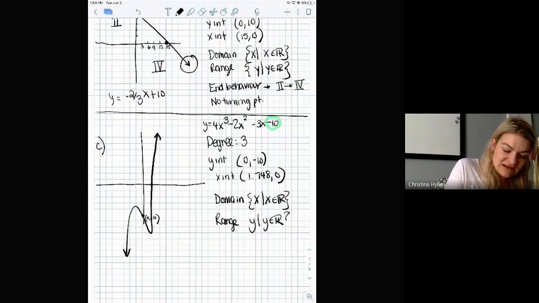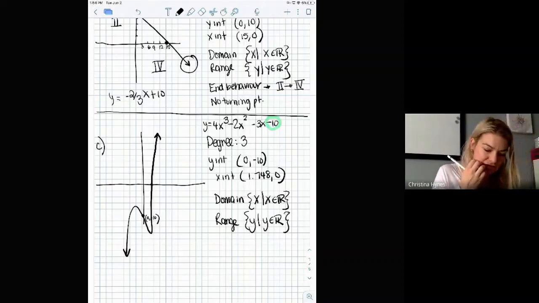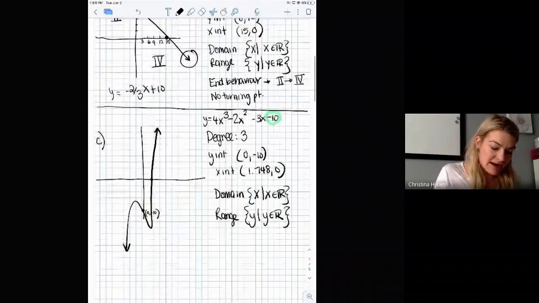Because again, it continues upwards and downwards forever as well. So domain just means it goes left and right forever. Range means it goes up and down forever. Then we have our end behavior.